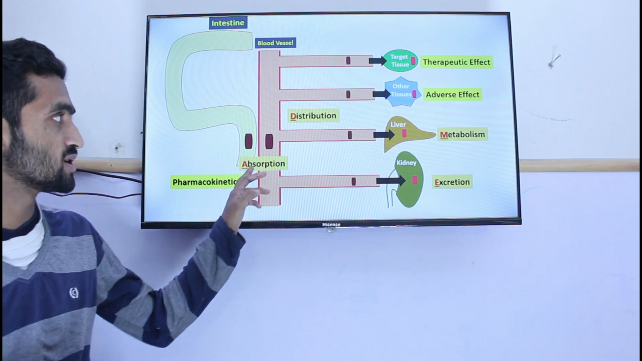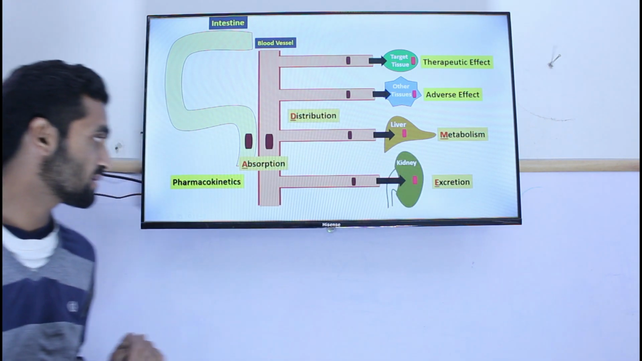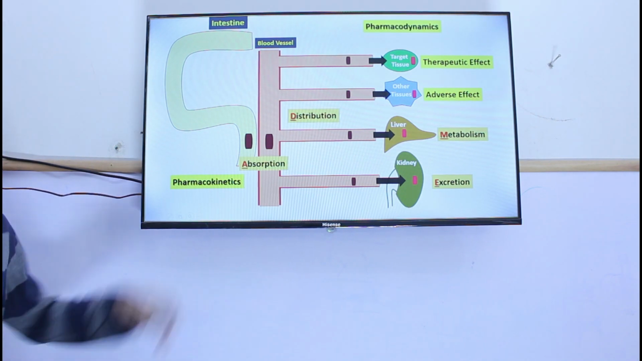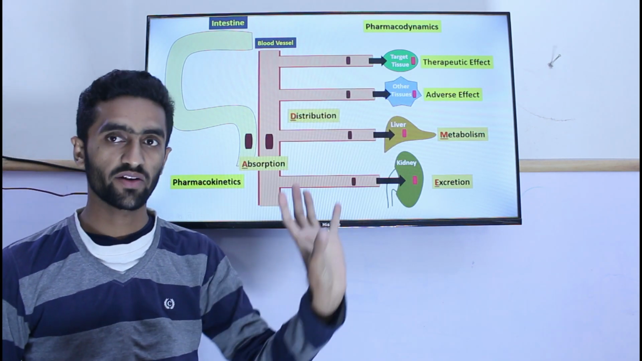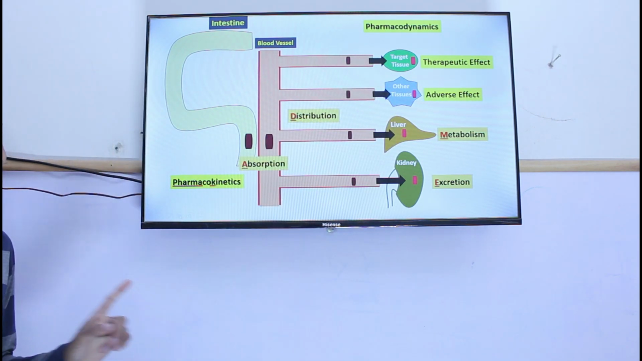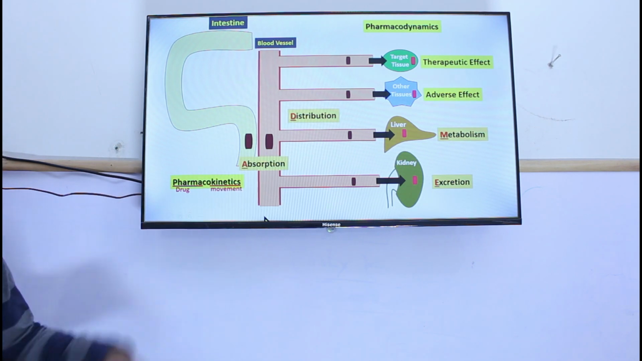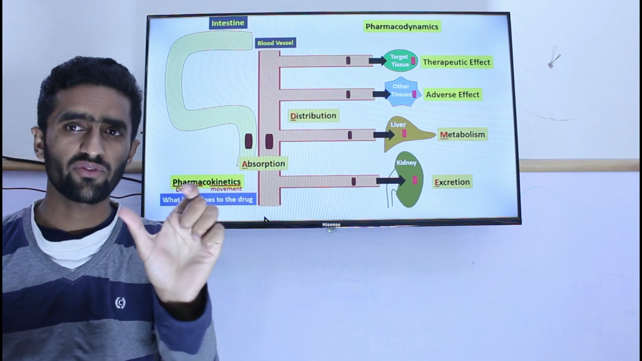This part, absorption, distribution, metabolism, excretion, these four steps are considered under pharmacokinetics. The other term is pharmacodynamics, which is the effect, the power of the drug. Pharmaco and kinetic are two words. Pharmacokinetics means drug and movement. So what does the body do to the drug? That is pharmacokinetics.